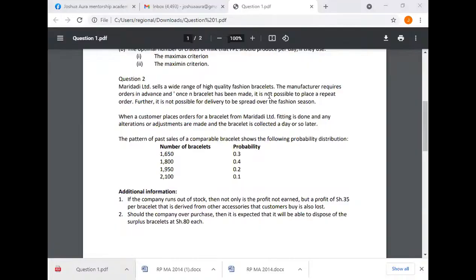So now, ladies and gentlemen, at least one thing here is so nice for us: they have given us the number of bracelets. I'm so sure each one of us here will be able to get something. They have given us the number of bracelets, 1650. Okay.